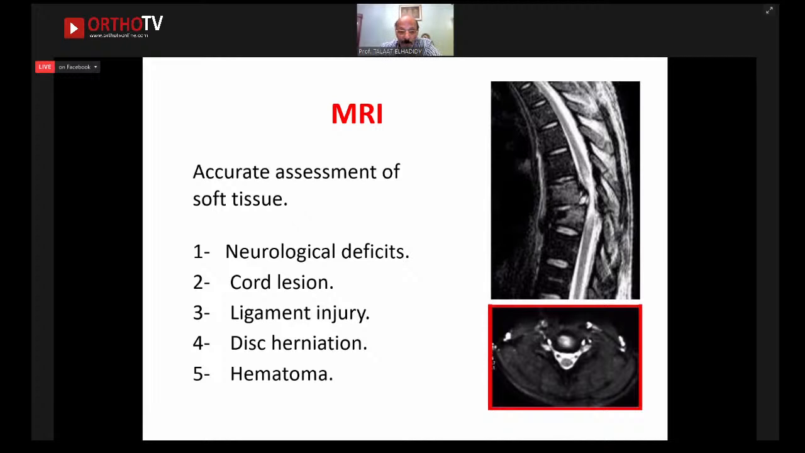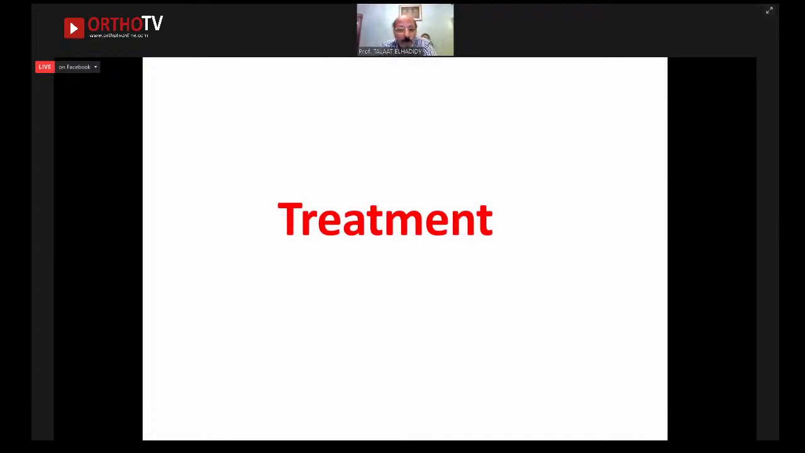Regarding the treatment, the treatment options are to fix and decompress. These are the two main rules in treating the fractured spine. But how to do it? Would you go through the front or would you go through the back? This was the basis of our study.